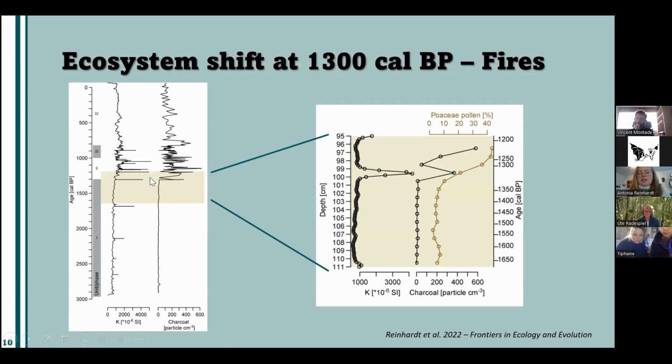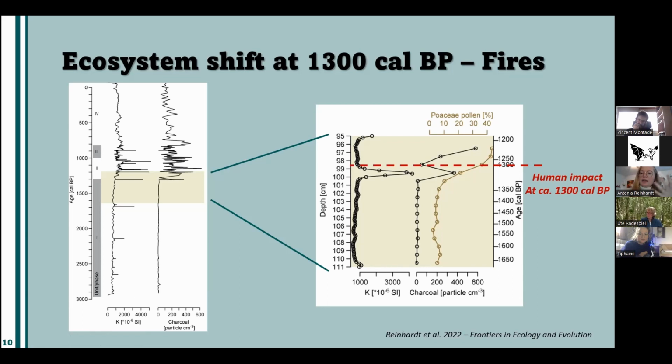And we sampled every 1 centimeter and analyzed it for charcoal particles and for Poaceae pollen. And you can see here that we have an initial high peak of charcoal, and then this is followed by a rise in Poaceae pollen. So what we think happened here is that the humans started burning the forest in order to make space for cattle and for agriculture. So this is when we have a regrowth of Poaceae, which was then used for cattle and agriculture.